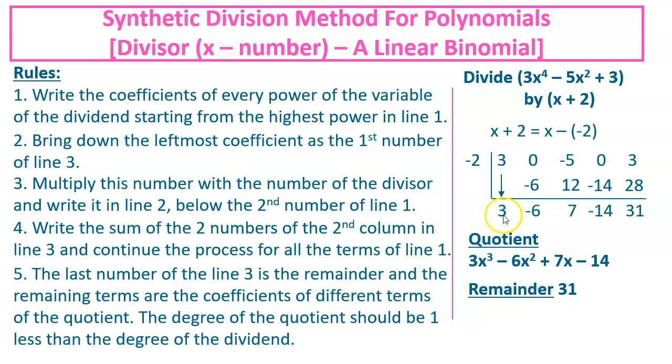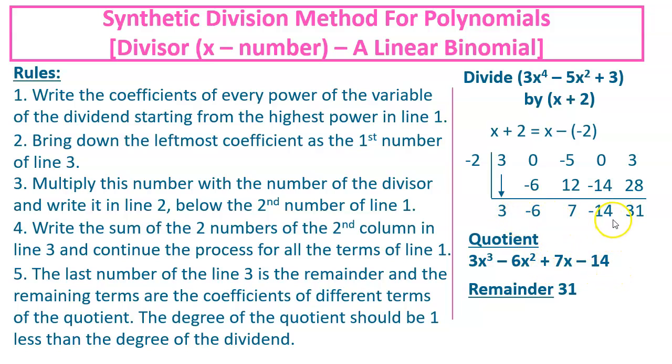Okay. So the remainder is 31 and the quotient's highest power will be 3. So the coefficient of the highest power is 3, so it is 3x cubed. You just write 3, minus 6, plus 7 and minus 14, and write the powers of the variable starting from the highest power, that is 3. You go on writing in descending powers of x: x cubed, x squared, x, and this is x to the power of 0, the constant term. Okay. So the quotient is 3x to the power of 3 minus 6x squared plus 7x minus 14.